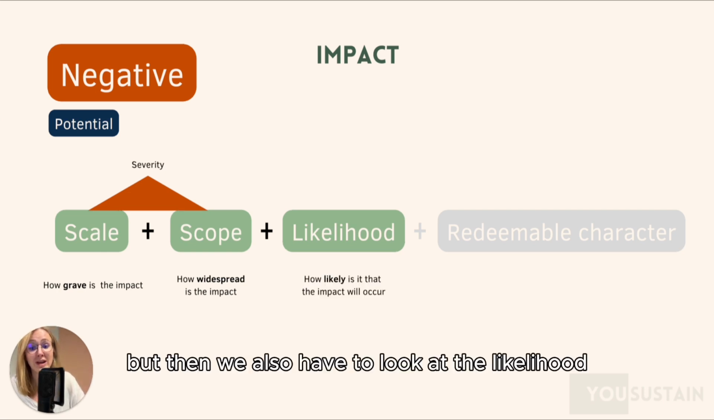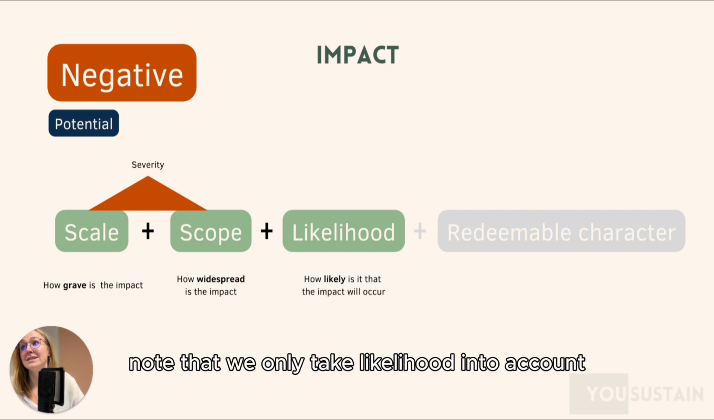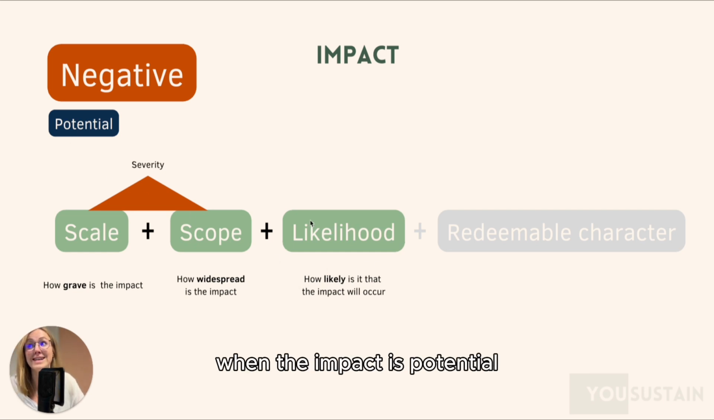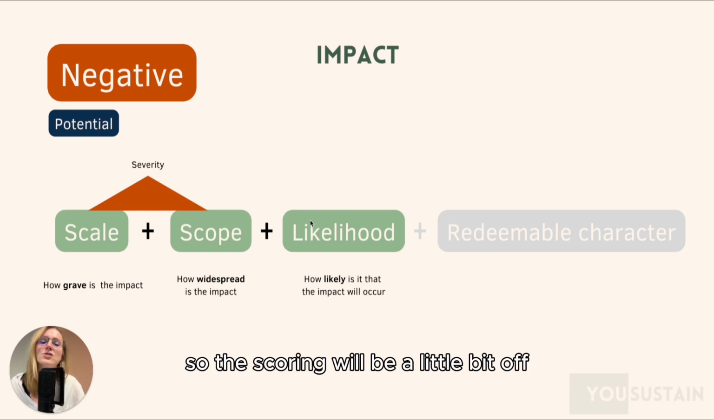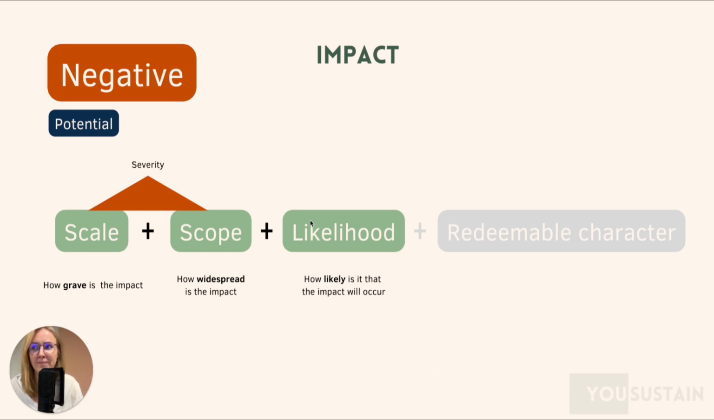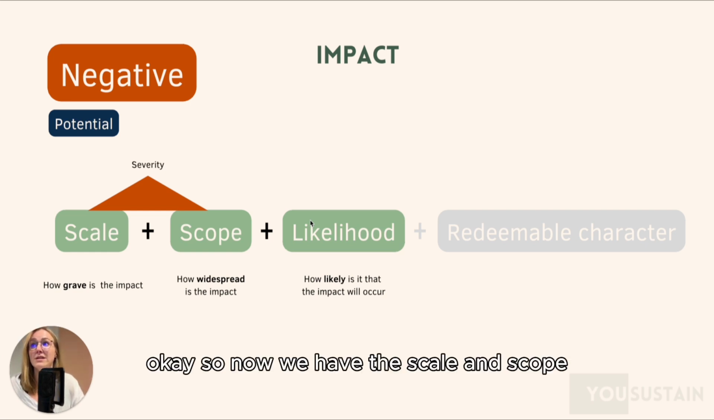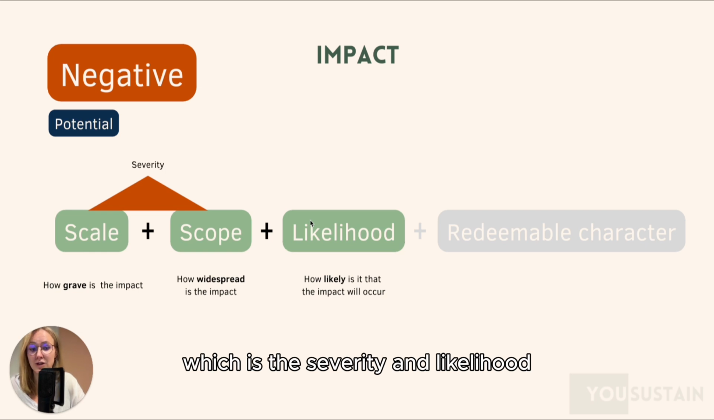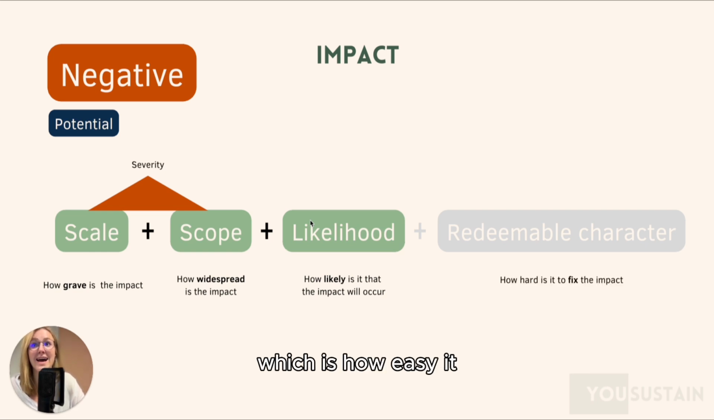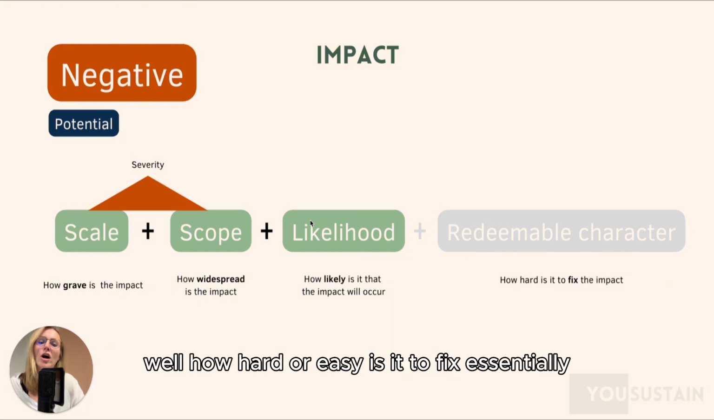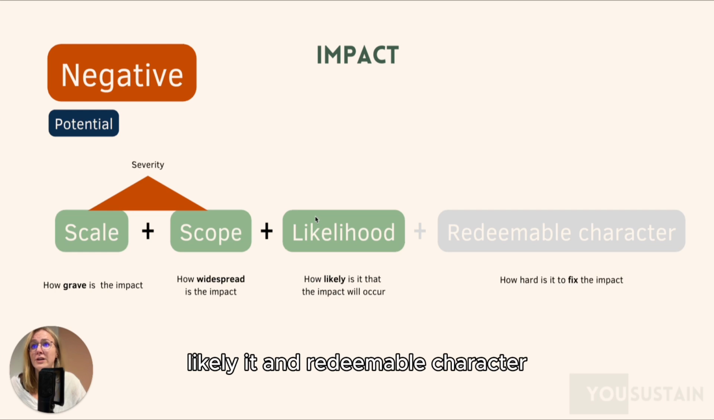But then we also have to look at the likelihood. Note that we only take likelihood into account when the impact is potential. That is because if something is an actual impact, the likelihood will always be 100%, so the scoring will be a little bit off. Okay, so now we have the scale and scope, which is the severity, and the likelihood, and then we also look at irremediable character, which is how hard or easy it is to fix, essentially. So we have scale plus scope, likelihood, and irremediable character.